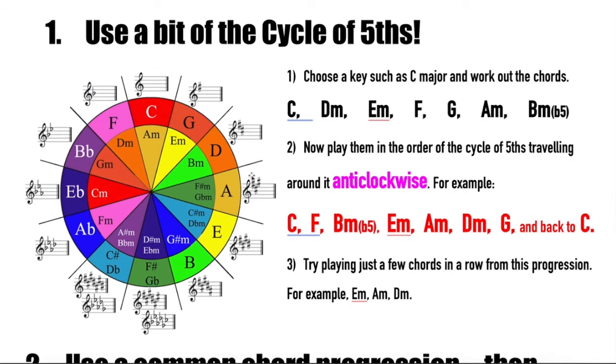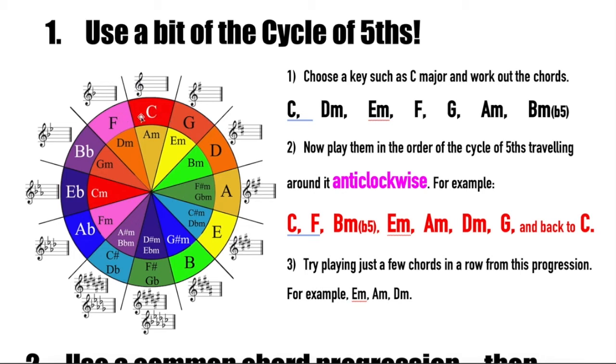When we play around the cycle of fifths, we go anti-clockwise, because as you go anti-clockwise, you fall a perfect fifth down. So a perfect fifth below A is D, below D is G, and a perfect fifth below G is C. Essentially, this is like going 5-1, which is a really powerful chord move to do.